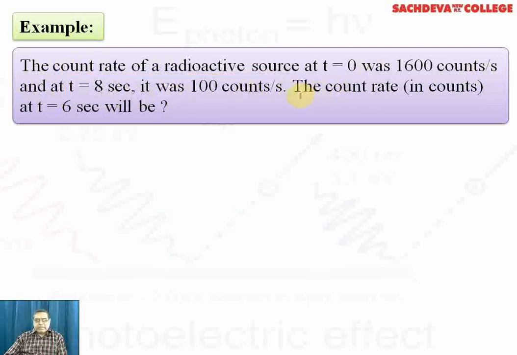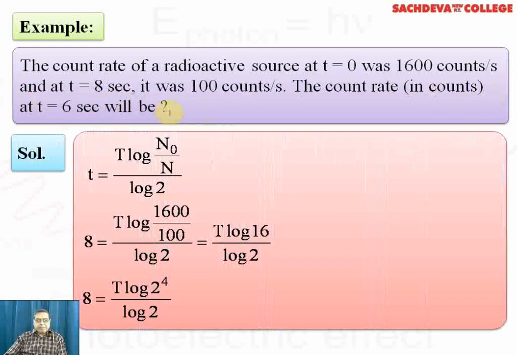So when the decay had not started, the count was 1600 per second. And after the decay started, after 8 seconds, 1600 is reduced to 100 counts per second. The count rate in counts at t is equal to 6 seconds will be how much? We have to apply again a general formula of the radioactivity, that is small t, the time, is equal to T log N naught over N divided by log 2.